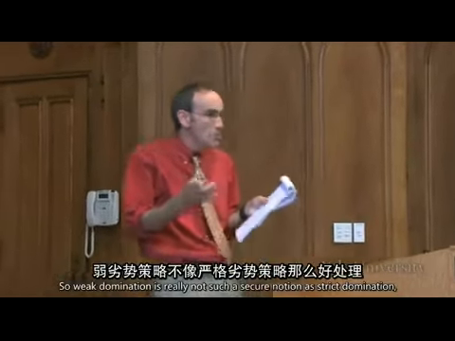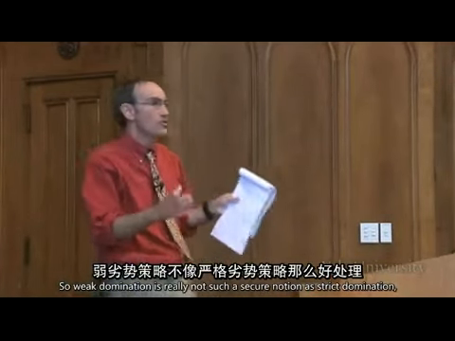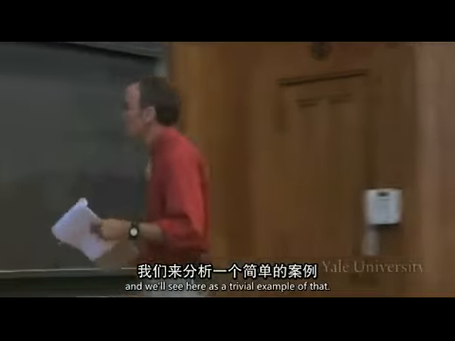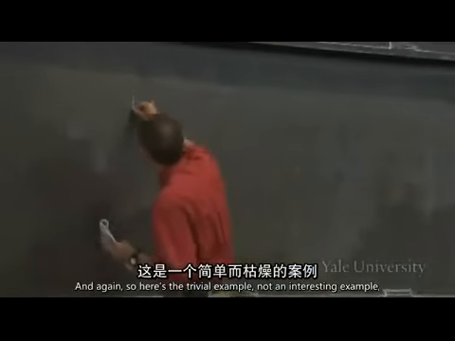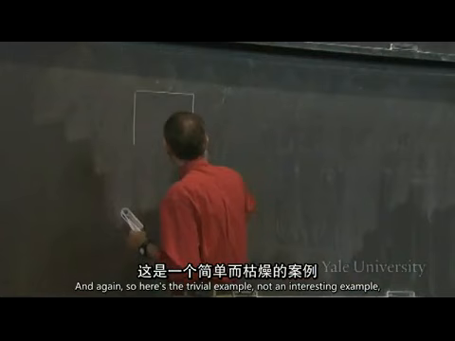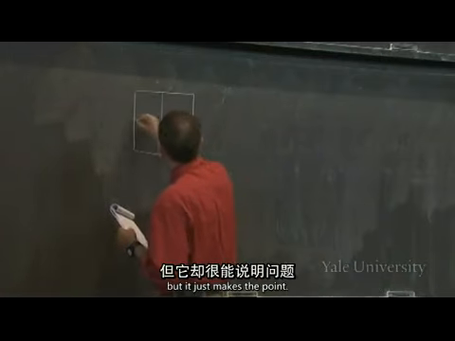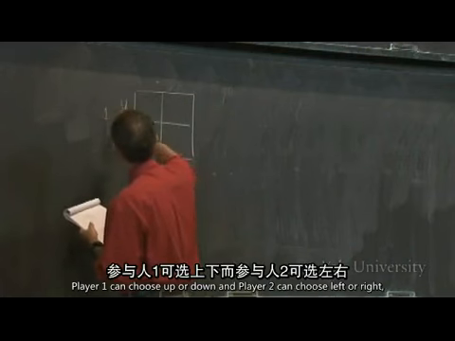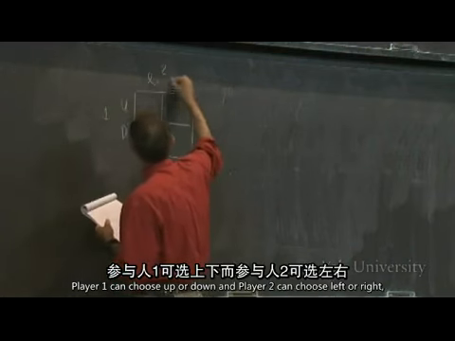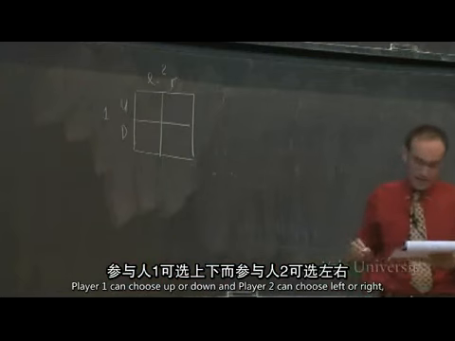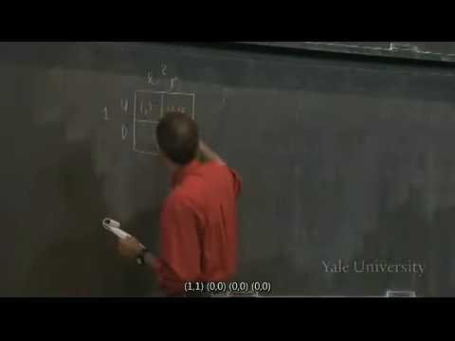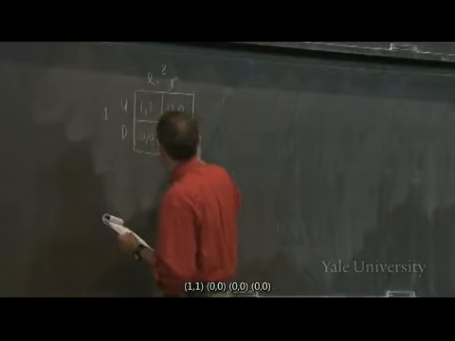So weak domination is really not such a secure notion as strict domination, and we'll see a trivial example of that in a game. It's not an interesting example, but it just makes the point. So here's a 2-by-2 game. Player 1 can choose up or down, and player 2 can choose left or right. And the payoffs are really trivial: 1-1, 0-0, 0-0, 0-0.